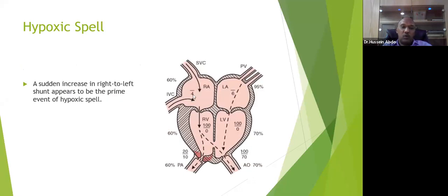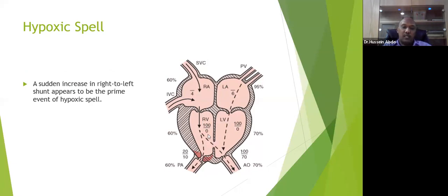Okay, in this slide, I'm going to speak about the pathophysiology of hypoxic spells. As we know, in tetralogy of Fallot, we have a large VSD. So as we mentioned, the pressure in the right ventricle and left ventricle will be almost the same. As you see here, the systolic pressure in the right ventricle and left ventricle is almost the same.